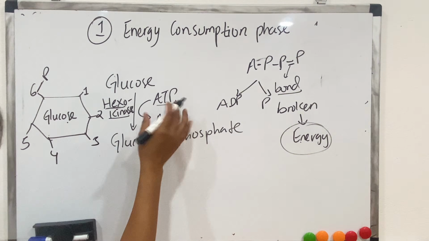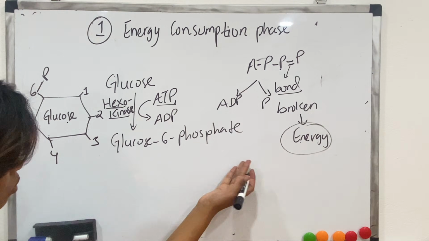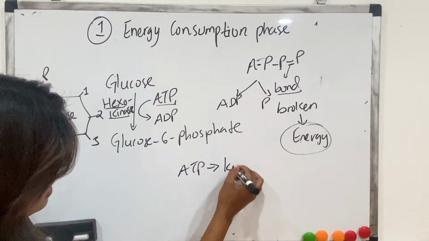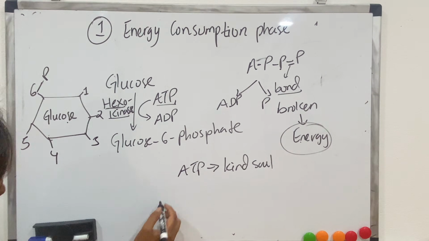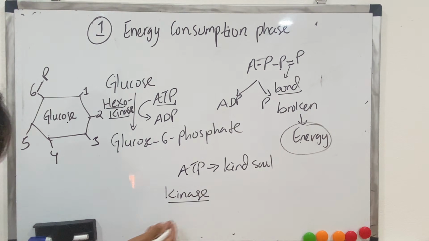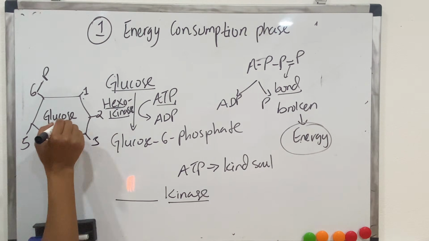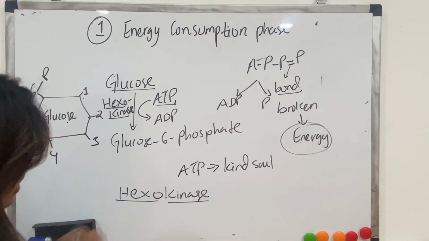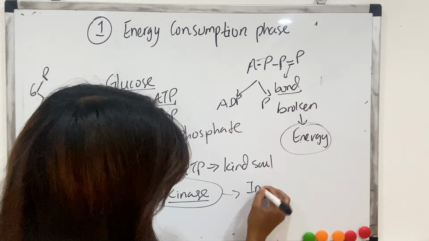Whenever ATP is associated in the particular step, I want you to take ATP as a kind soul. So take ATP as a kind soul. And you know that an enzyme must end with ase, right? So keep it as kinase. So whenever there is ATP being associated, keep the second name of the enzyme as kinase. And in this particular step, the first name of the enzyme, which is hexo, you can dedicate to the number of carbons found in glucose. So you can see there are 6 carbons, so 6 equals hexo. So that's how you remember the enzyme name, hexokinase.